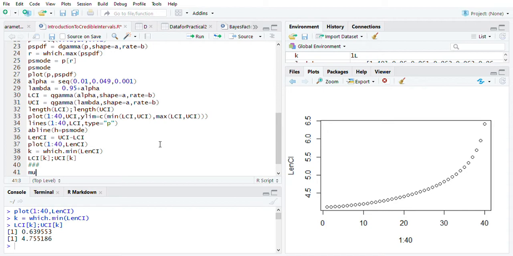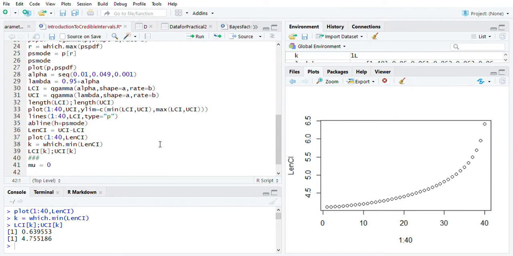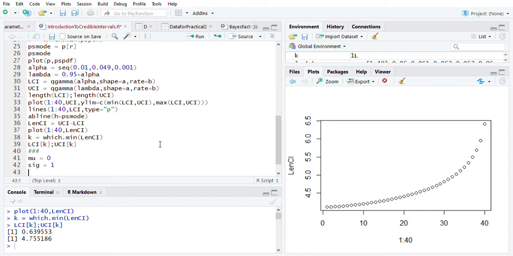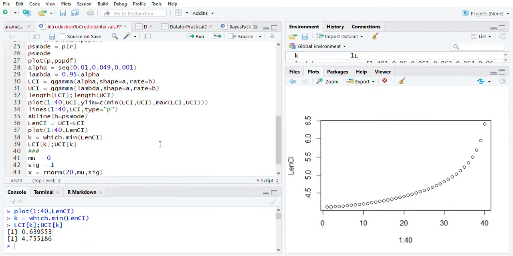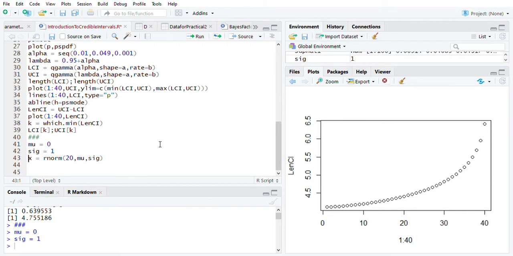So suppose mu is the normal mean, and sigma is the standard deviation. I am choosing mu to be 0 and sigma to be 1. Now I am generating a random sample from the normal distribution of size, say, 20 with parameters mu and sigma. Okay.